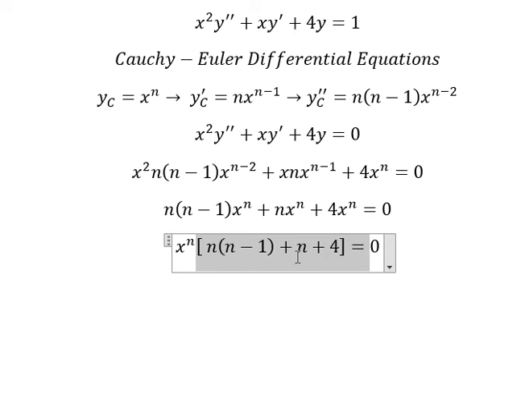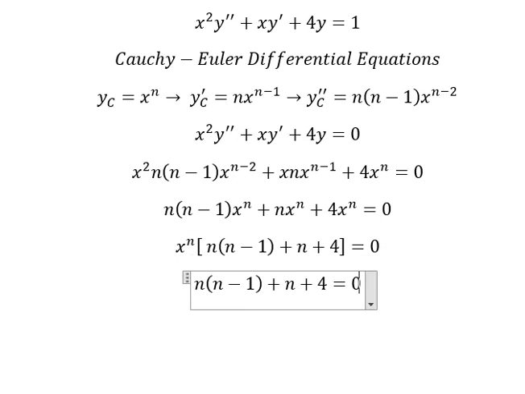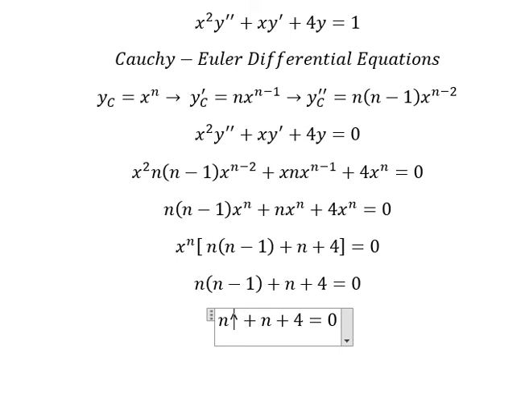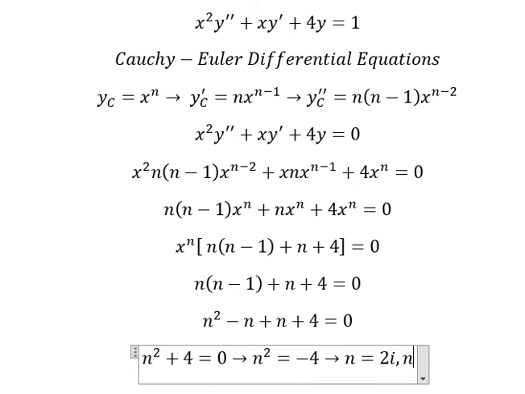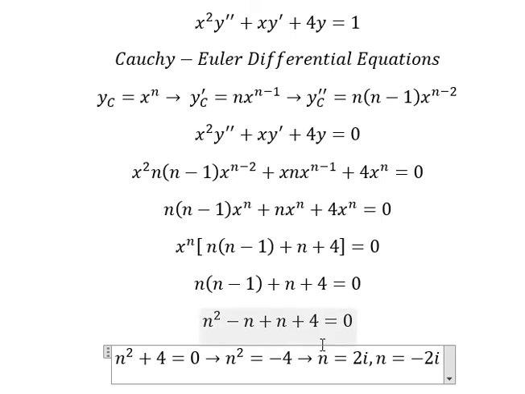Next, we need to find the solutions of this one. So, this one we have n squared minus n. We simplify, and I will put number 4 to the right. And then we put the square root for both sides, and we have n equals 2i and n equals negative 2i. This is about the complex unit.